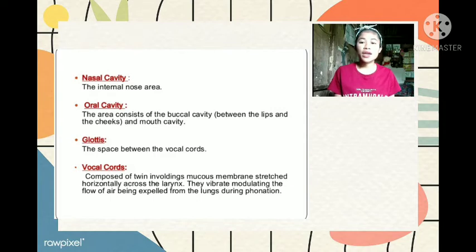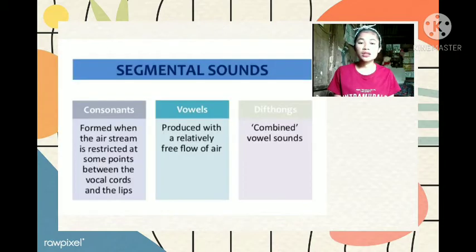Glottis, the space between the vocal cords. Last is the vocal cords, which are composed of twin folds of mucous membrane stretched horizontally across the larynx. They vibrate, modulating the flow of air being expelled by the lungs during phonation.